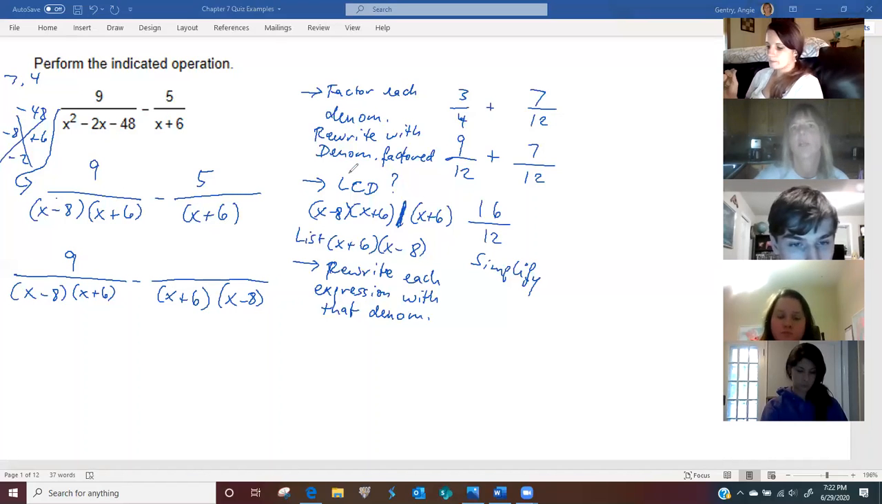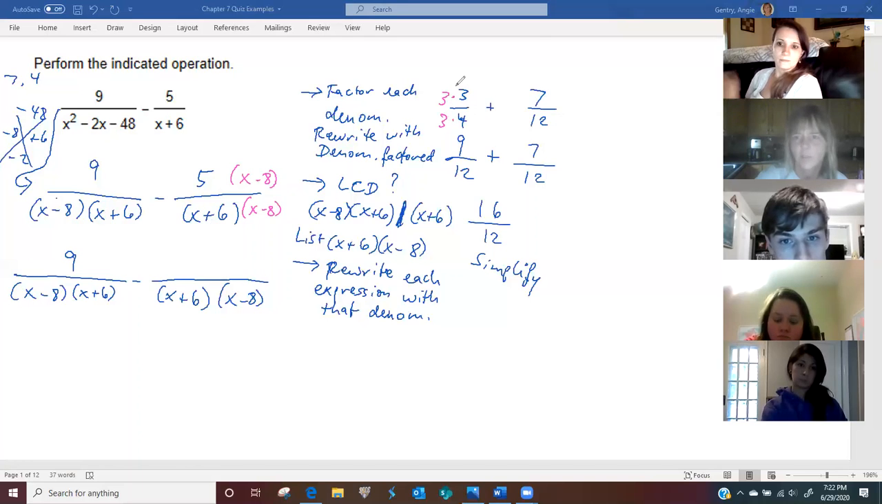This is where I use a lot of different colors, especially in the classroom. What's missing? Oh, the x minus 8. Whatever I do downstairs, I have to do upstairs. This is like 3 times whatever I do down here to make that 12, I have to do upstairs as well, because you're kind of multiplying by 1. This is basic math. Over here, it's algebra, but it's the same concept.